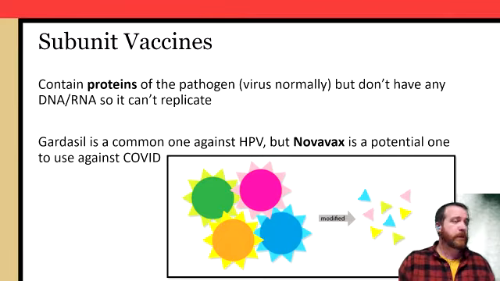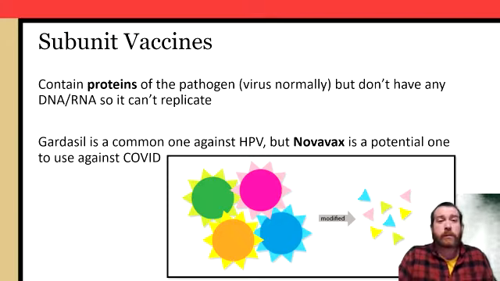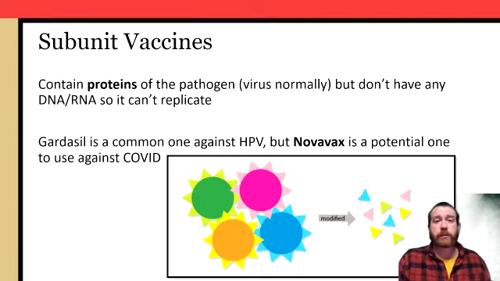Like I said, HPV, human papillomavirus, we use Gardasil against quite commonly. It's starting to be part of the normal suite of vaccines that you receive in childhood. Novavax is one that's potentially going to be used against COVID, but it's still moving through trials, so we're not super sure where that's going to end up yet.